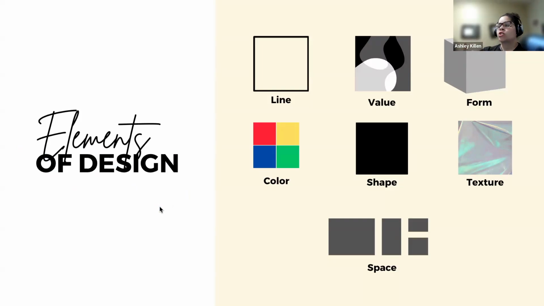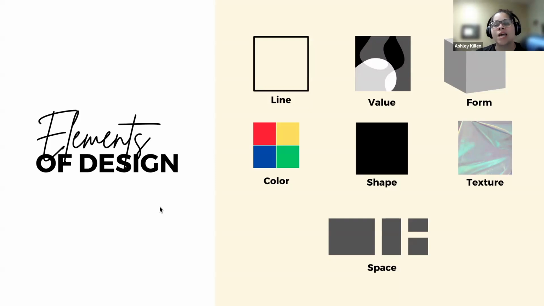So we can use texture. If we want it to be rough, we might use brick. If we want it to look soft, we might use something silky. It doesn't actually feel that way because it's just the appearance that it has texture. You touch your screen, it's just going to feel like a screen. You touch a piece of paper, it's just going to feel like a piece of paper. We make our viewers believe that it would have a physical texture by what we use for our backgrounds, what imagery we use, and what type fonts we use.